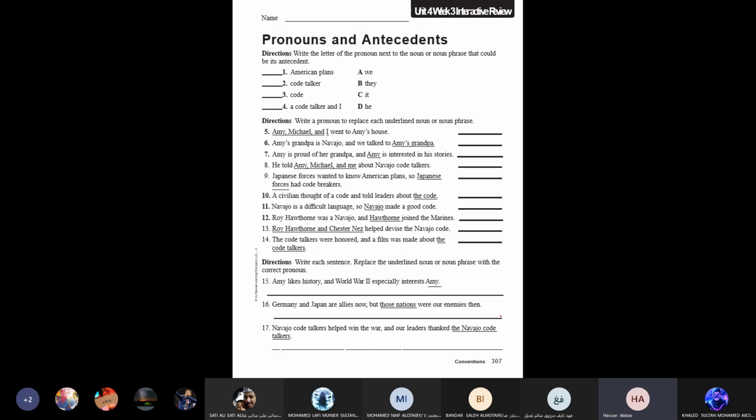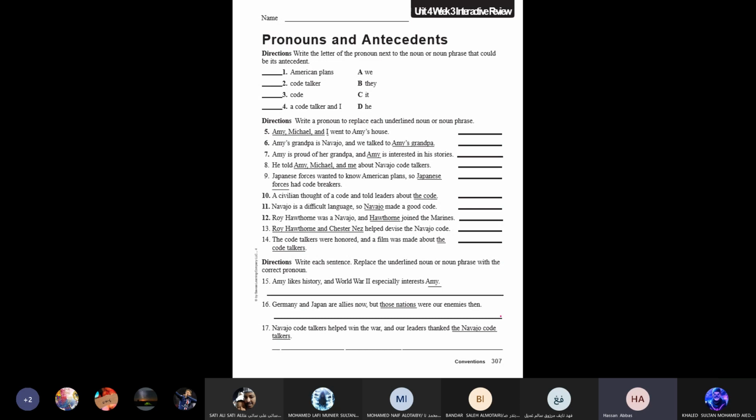Number two, code talker. Is it talkers or talker? Only one. It must be he. Instead of code talker, we can replace it with the pronoun he. So this is D.